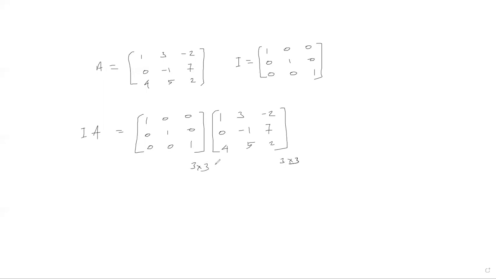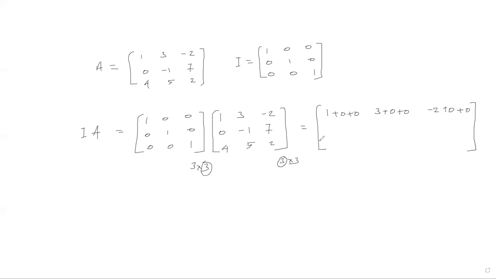This is 3 by 3. This is 3 by 3. Number of columns of first matrix is 3. Number of rows is 3. So you can multiply. So when you multiply first row into first column, so 1 into 1, 1. बाकी दोनों 0 है ना, so क्या मिलेगा? 0 plus 0 ही मिलेगा, right? Again first row into second column, 1 into 3, 3. Then again 0 into minus 1 plus 0 into 5, so 0 plus 0. Again 1 into minus 2, minus 2. Again 0 into 7 plus 0 into 2, 0.